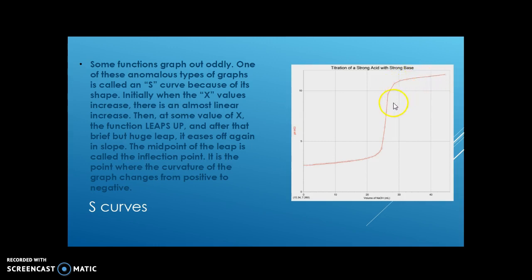The midpoint of the leap, somewhere in here, is called the inflection point. It's the point where the curvature of the graph changes from positive, as you see here, to negative. Here it's kind of turning down. We call that a negative curvature.